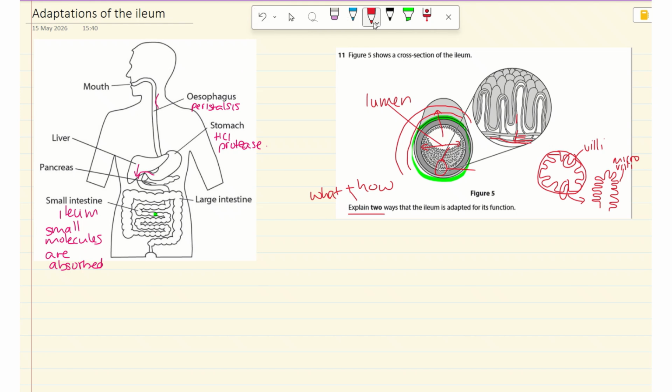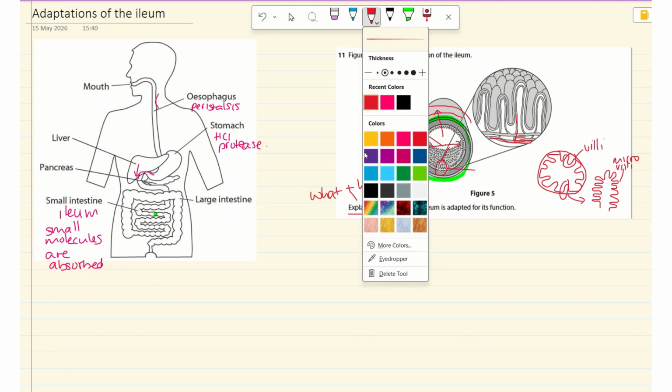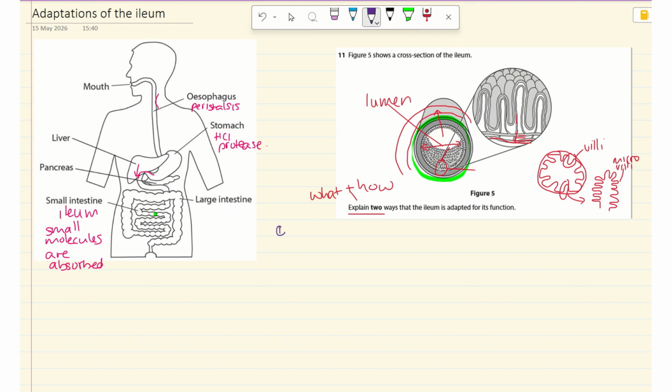The first one, let's go with the microvilli. So for 1 mark, we could have said there's the presence of microvilli. 1 mark. Okay? And the point that goes with that is why the microvilli a good idea? Because they provide a large surface area. That would have gotten you 2 marks. One for what the adaptation is, and another one for what it does. What does it help to do?